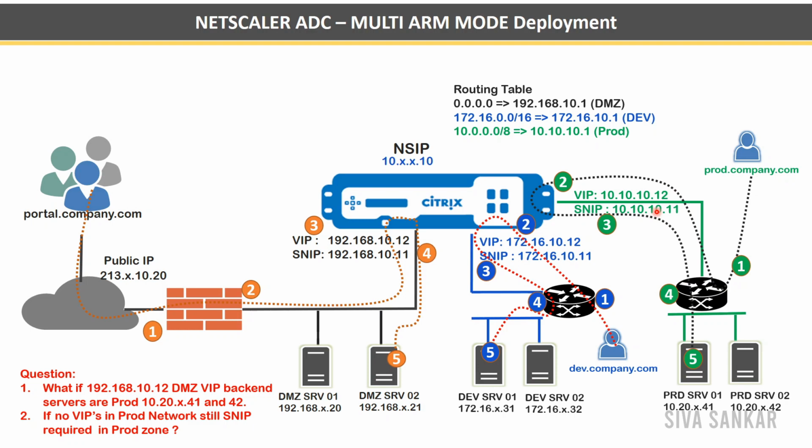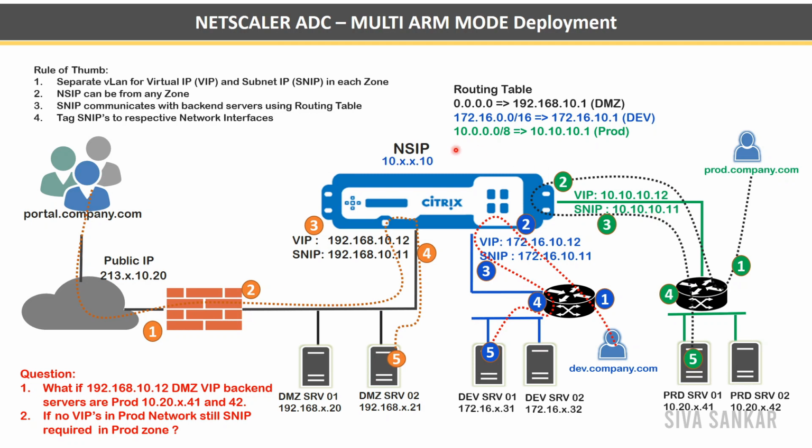We are almost done. Now, the rule of thumb: separate VLAN for virtual IP and subnet IP in each zone. NSIP can be from any zone. Always remember, NSIP can be from any zone. SNIP communicates with backend servers using the routing table. Always remember this. SNIP doesn't blindly go. SNIP always uses the routing table. So based on the routing table only, which subnet IP to use, this or this or this, will be decided, right?